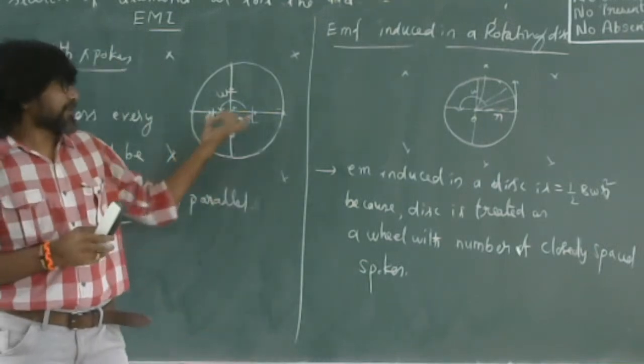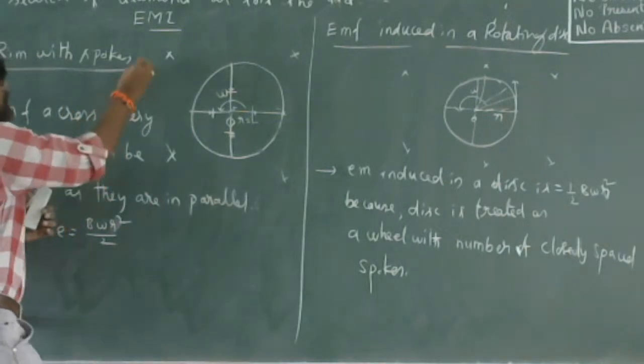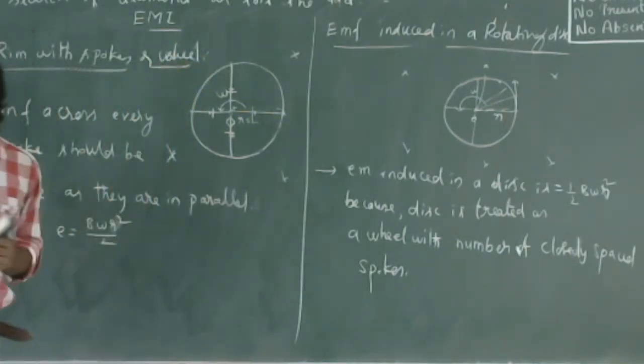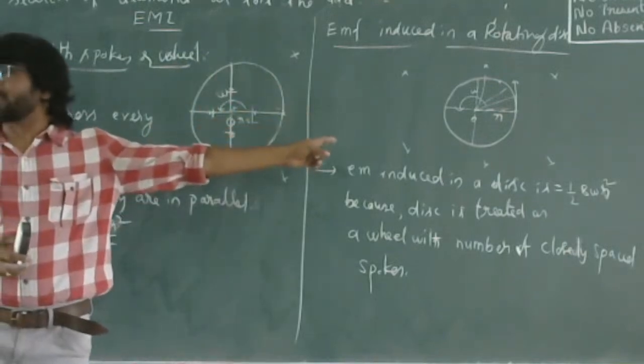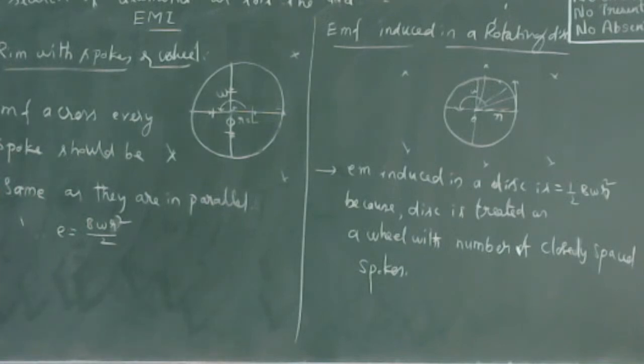So the EMF induced across each spoke of a wheel, a rim with spokes, which you can also call a wheel, is analogous to the disc. Both are the same.